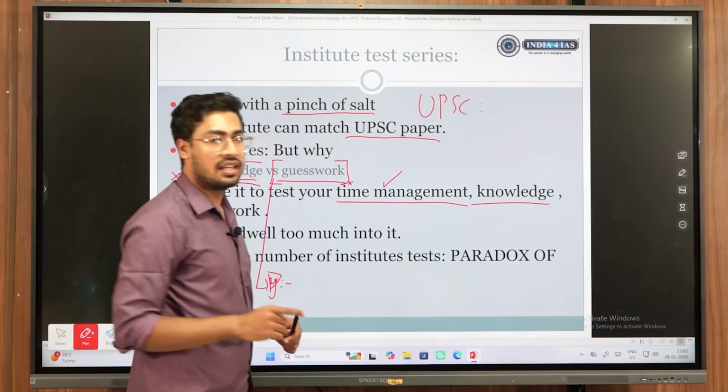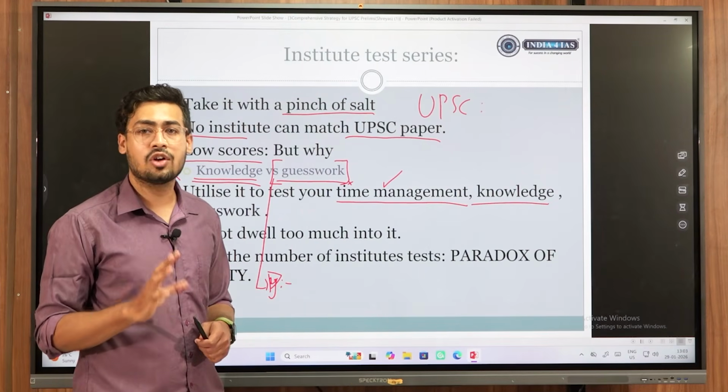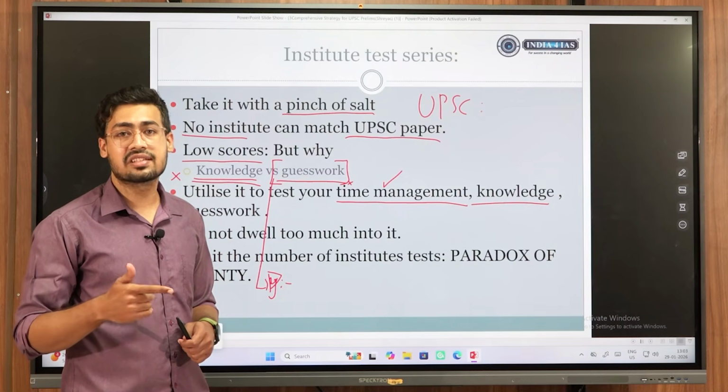Another thing is the knowledge. In the institute paper, you will come across important concepts and important facts related to that concept.